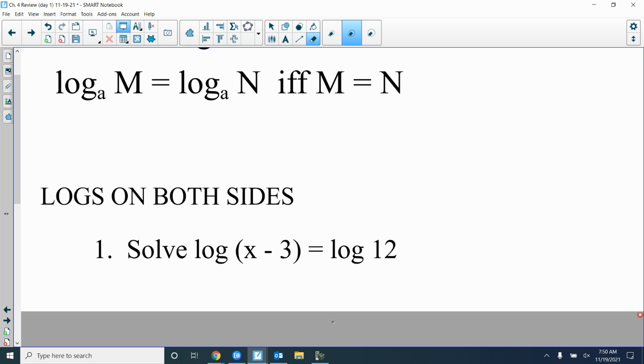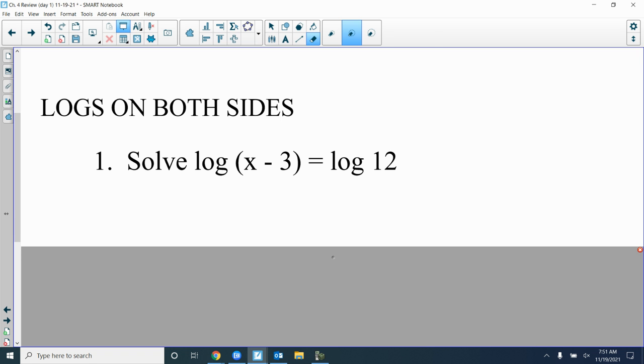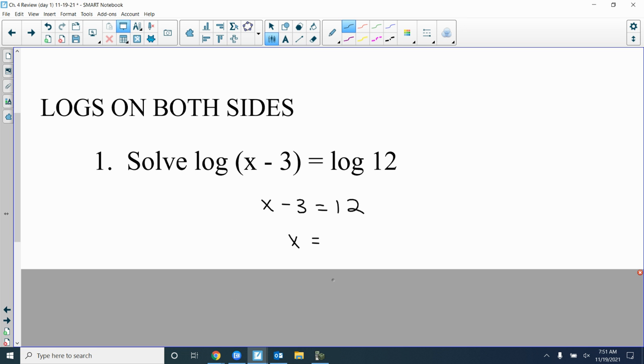We solved equations yesterday where not everything had a log, so we needed to isolate the log. Well, here, every term will have a log. When that's the case, once they're equal, and this is base 10, all you have to do is say x minus 3 equals 12. And that's it. Then add 3, and you get x equals 15.